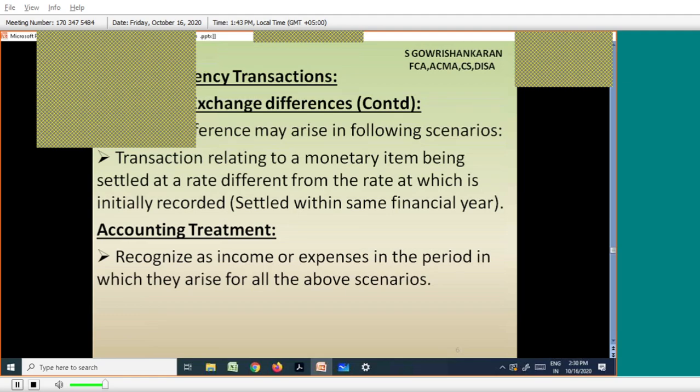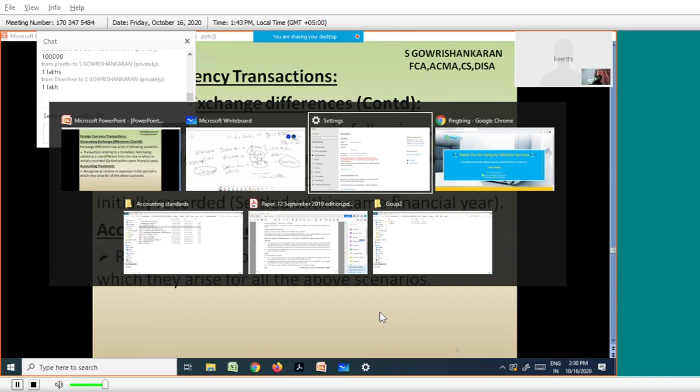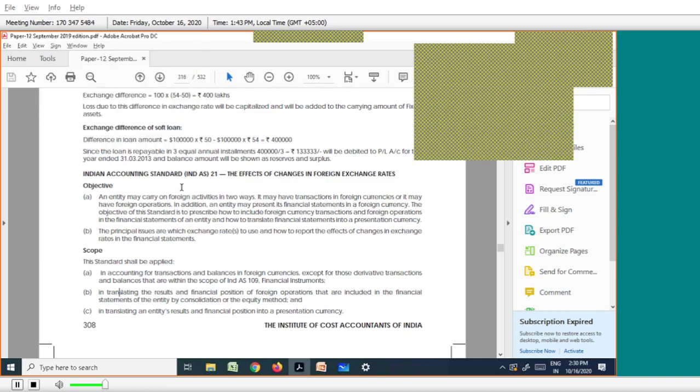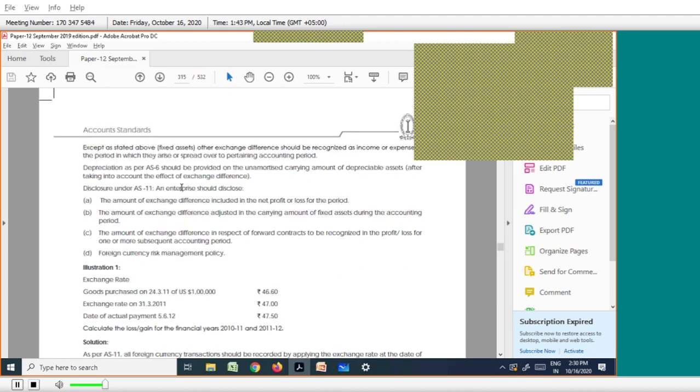So, I'll work out the problem from the input material. Okay. I work out the problem from the input material. Just to go through the question, please. Illustration 1, just to go through.